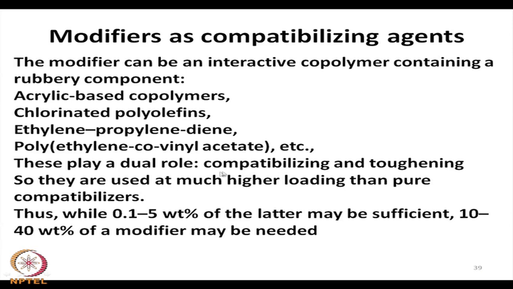So, since they increase compatibility and, along with increasing the compatibility, they increase the toughness of the polymer, these polymers are used at much higher loading than pure compatibilizers. That is, while 0.1 to 5% of the compatibilizers may be sufficient, in this case 10 to 48% of a modifier may be needed to modify the properties of such polymer blends.